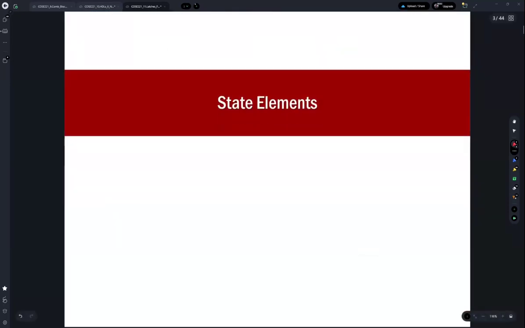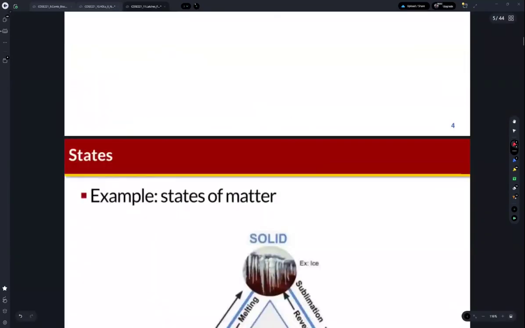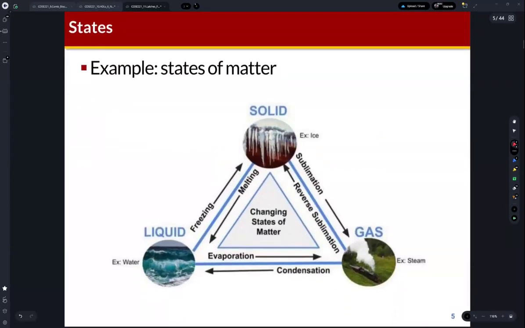So what are state elements? How can we understand the state? This is an example. If you Google states of matter, you can find this diagram. It's familiar. Those are states of matter. There are three different states of every material: liquid, solid, and gas.